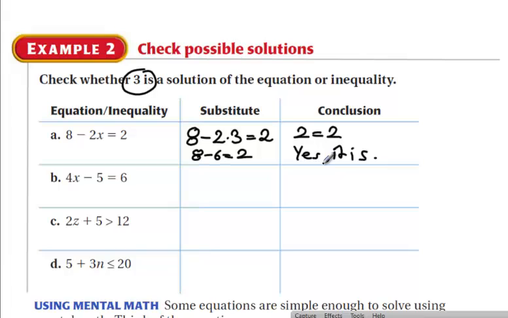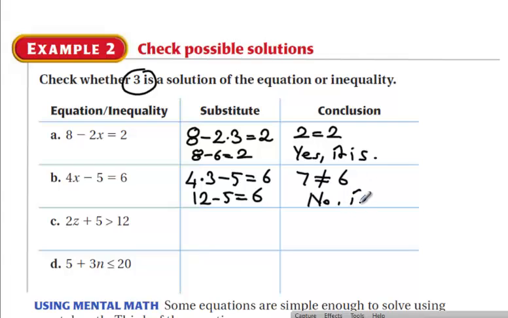Now, next question. We have to look at if 3 is the solution of that statement. So if I substitute 3 for x, let's see what we get. 12 minus 5 equals 7, and the right side is 6. 7 is not equal to 6. No, it is not. So we found 3 is not the solution of the second open sentence.